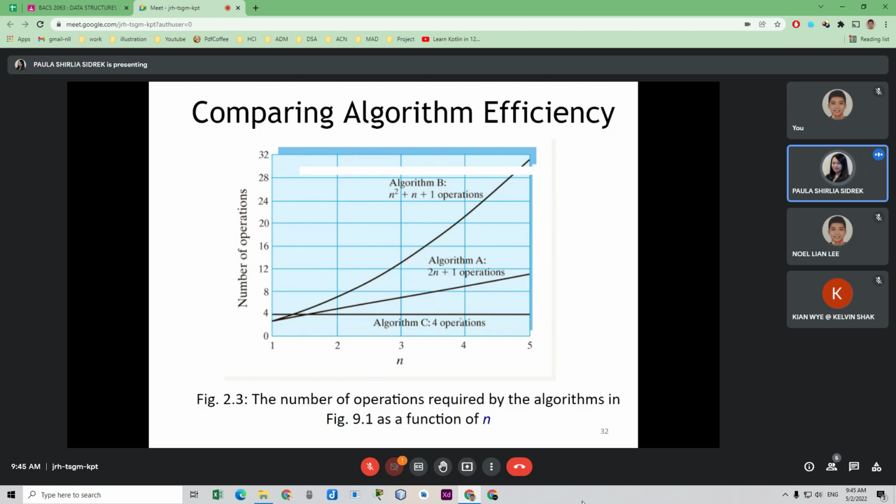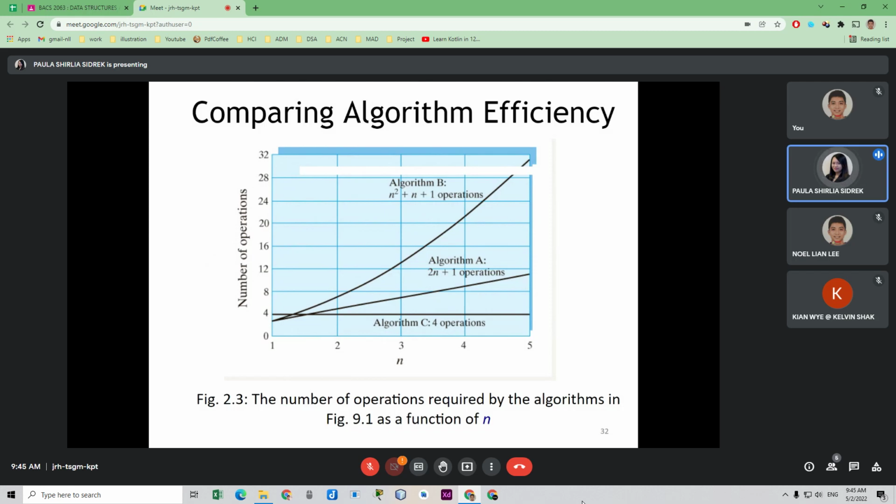I mentioned to you that n squared is always the larger one, so it sits way on top there. That goes for algorithm B: n squared plus n operations plus 1 operation. That is here. For algorithm A, it's 2n plus 1. It sits right below this line, right? For algorithm A. Okay, for algorithm C, it's more to 1, 4.